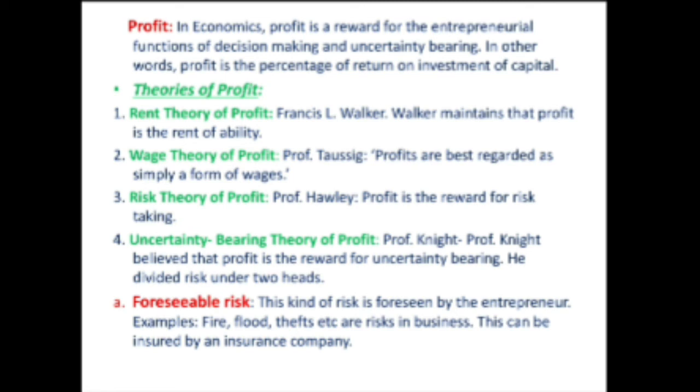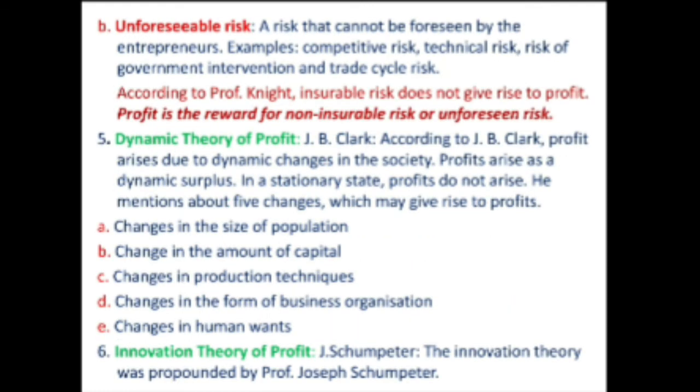He divides risk into two kinds. Foreseeable risk. This kind of risk is foreseen by the entrepreneur. Examples: fire, floods, thefts, or risks in business. This can be insured by an insurance company. But what about the unforeseeable risks like competitive risk, technical risk, risk of government intervention, and trade cycle risk?